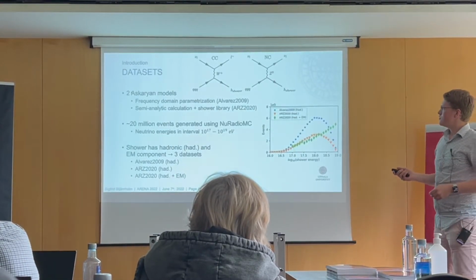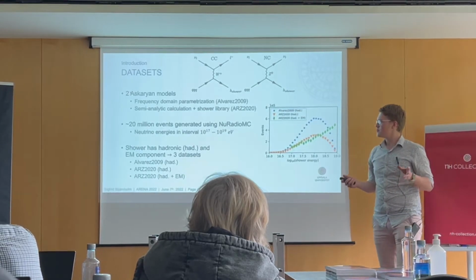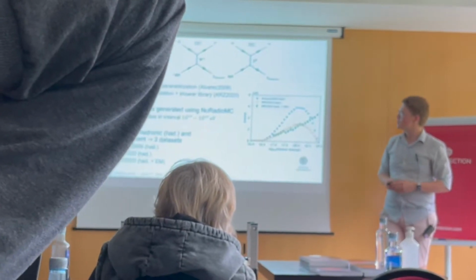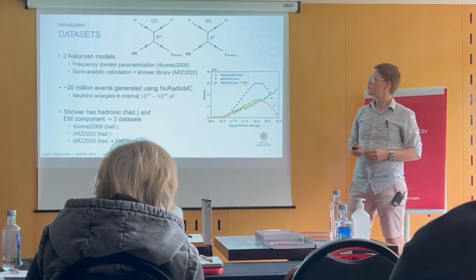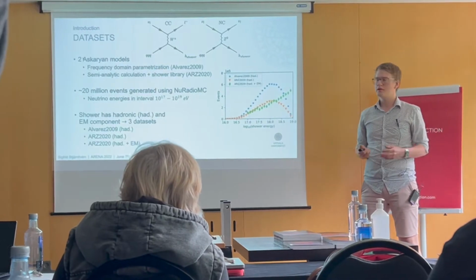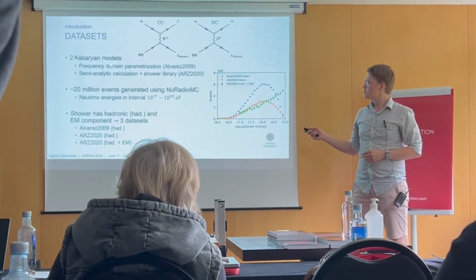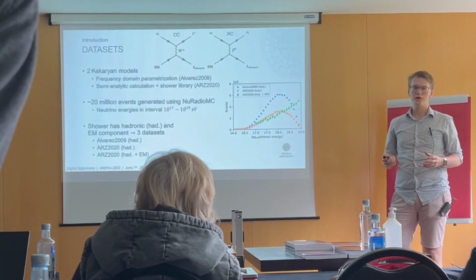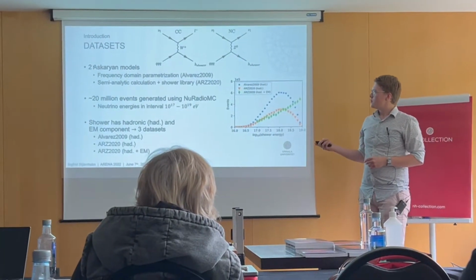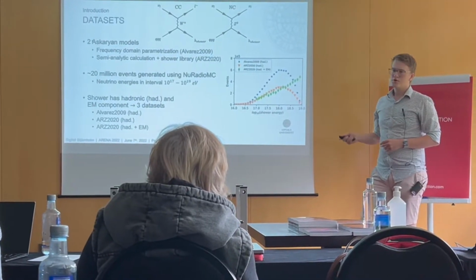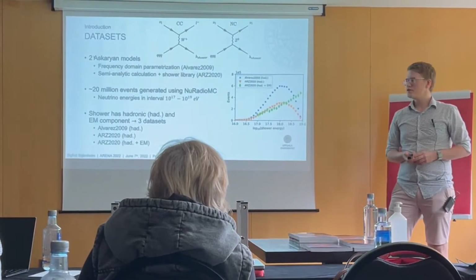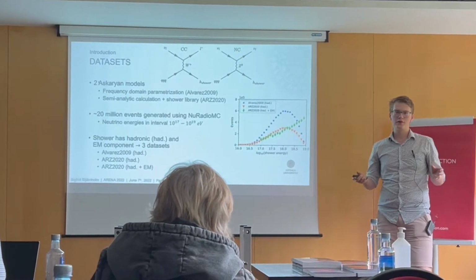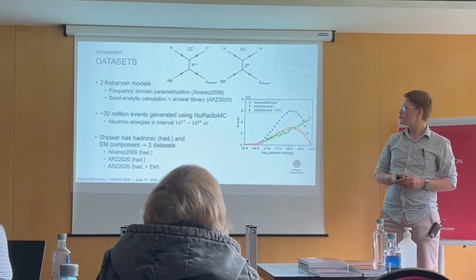Right. I won't be covering this too much because we already went through it today, but basically we use 2 different Askaryan models: this frequency domain parameterization, which is Alvarez 2009, and I will be labeling it that, and also this semi-analytical calculation with a shower library, which I will call ERC 2020. We generate roughly 20 million events using NuRadioMC, which was also covered today, with neutrino energies in the interval of 10 to the power 17 to 10 to the power 19 electron volts.